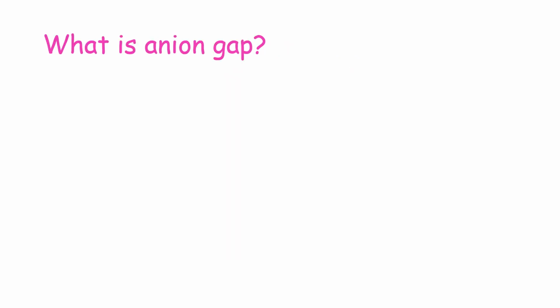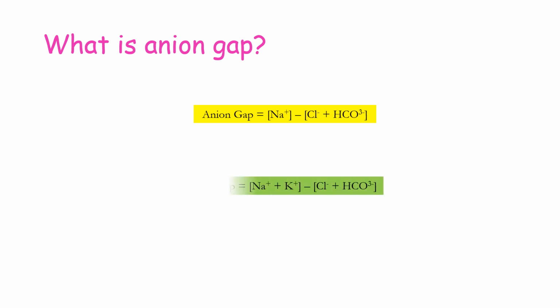So what actually is anion gap? It is given by the formula sodium minus chloride plus bicarbonate. But most of the laboratories and many of the books also mention that anion gap is calculated by sodium plus potassium minus chloride plus bicarbonate, that is measurable cations minus measurable anions. So if we are calculating the difference between cations and anions, then why is this not known as cation gap and why is this known as anion gap? So this you must think.